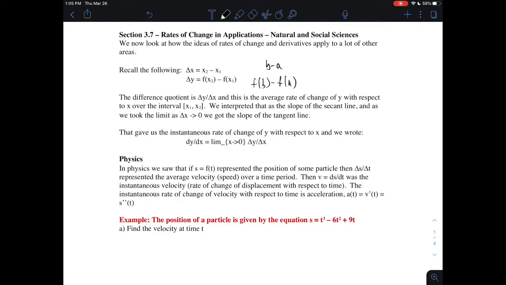We interpreted that as the slope of the secant line all the way back in section 2.1, and as we took the limit as delta x went to 0, we got the slope of the tangent line, which we then developed throughout chapter 2. That gave us the instantaneous rate of change of y with respect to x, and we wrote dy dx, meaning the derivative of y with respect to x, is equal to the limit as delta x approaches 0 of that difference quotient, delta y over delta x.